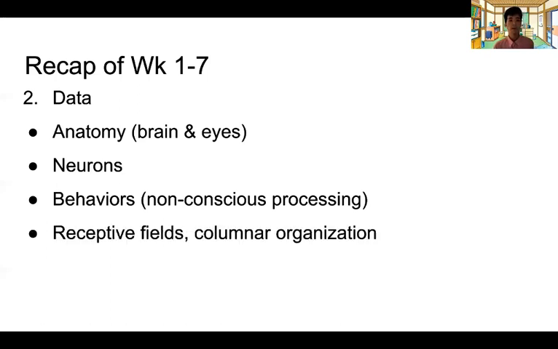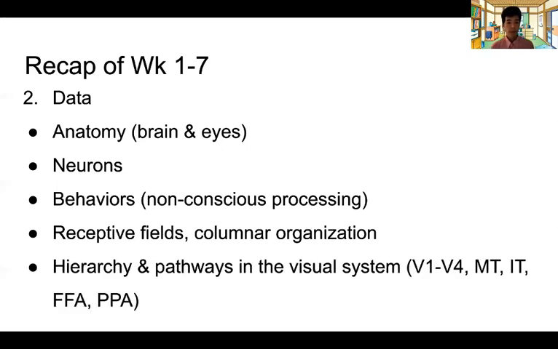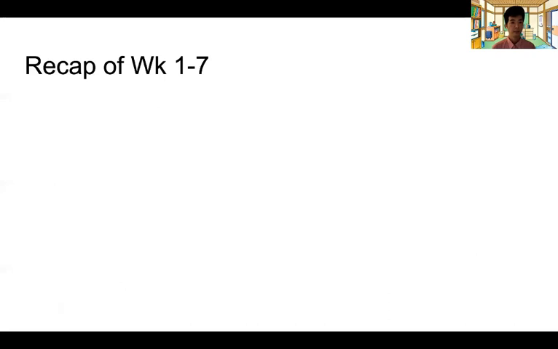And then also related to anatomy and the neurons, there are the important concepts of receptive fields and the columnar organization in the visual cortex. Receptive fields are going to be important for this week's topic. And then another important topic for this week is the visual hierarchy and different kinds of pathways in the visual system. And then I focused mainly on visual areas V1 to V4, and MT, the visual motion area, IT, inferior temporal cortex, and 2 higher areas, FFA and PPA, the fusiform face area and parahippocampal place area.